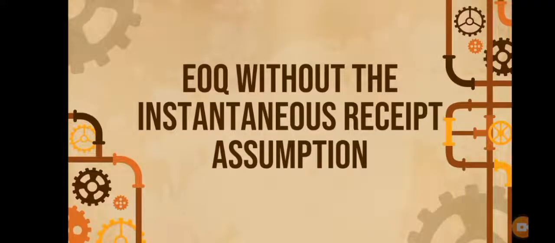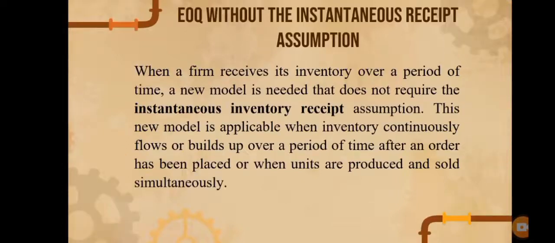So, good day everyone. My name is Major Almaata and I am going to discuss the economic order quantity without the instantaneous receipt assumption. So, when a firm receives its inventory over a period of time, a new model is needed that does not require the instantaneous inventory receipt assumption.